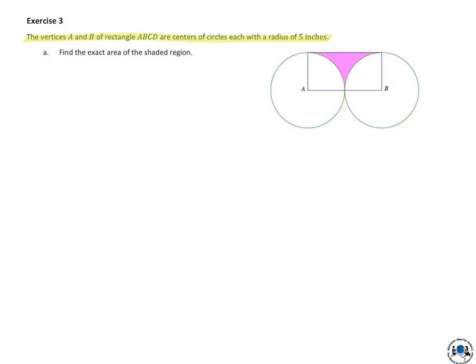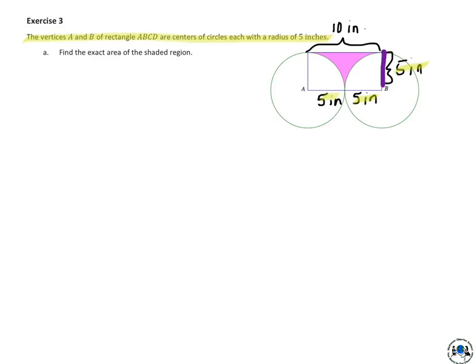Okay, well let's go ahead and get to this here. All right, let's just mark down what we know, just based on what they gave us. Each of those circles has a radius of 5 inches. So we have 5 inches here, 5 inches here, and we know this is going to be 5 inches here because it is also a line of radius.